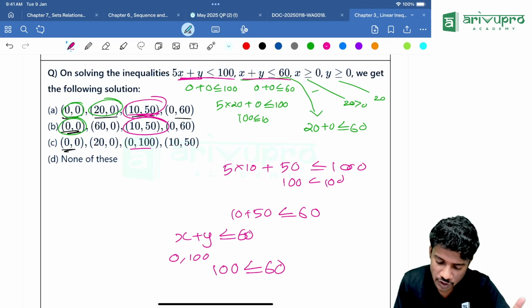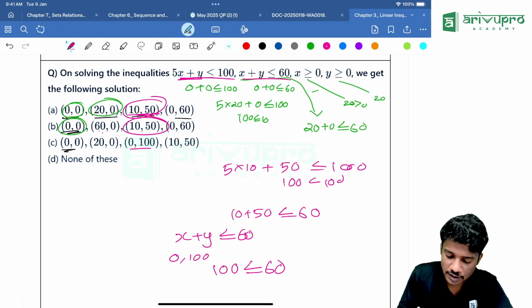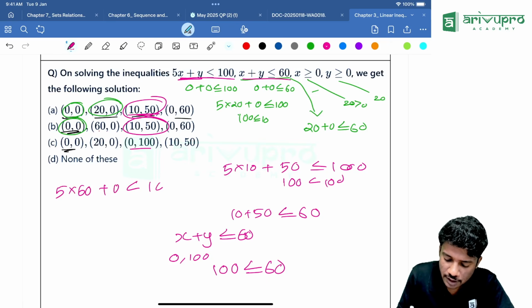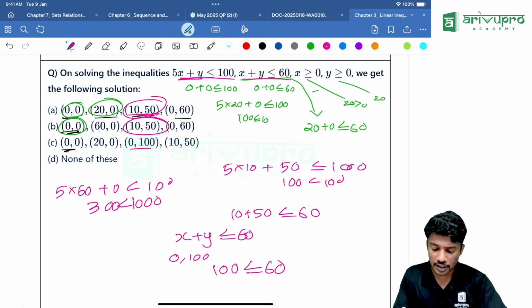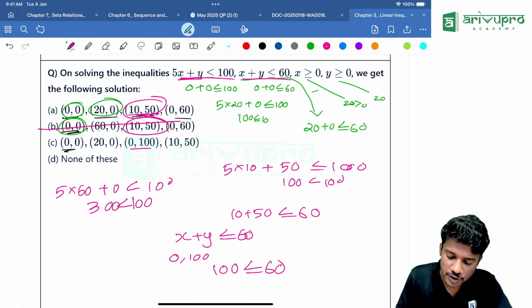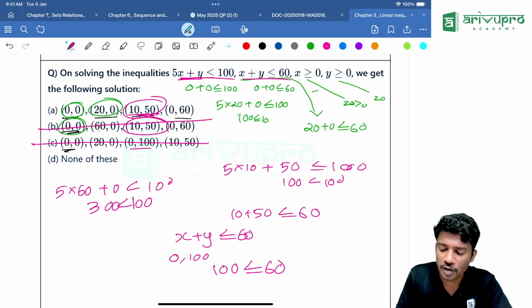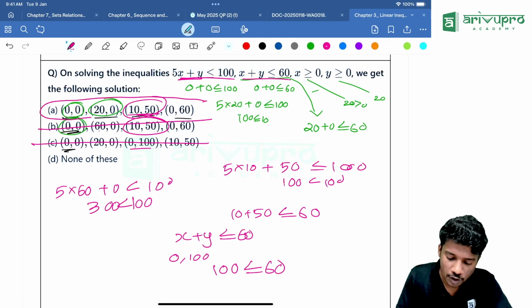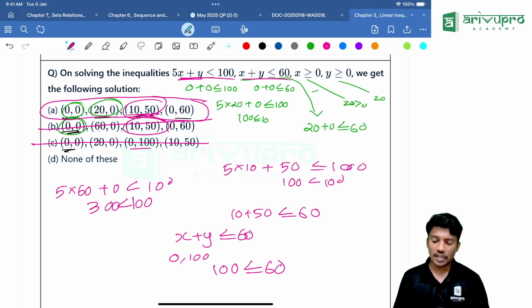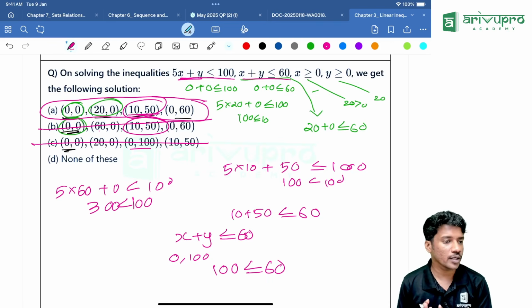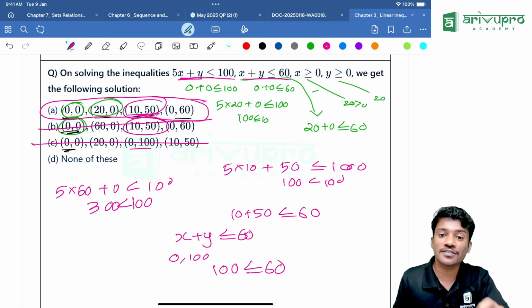Now, is there anything else? 60, 0. We will check 60, 0. That means 5 into 60 plus 0 into y is less than or equal to 100. That means 300 less than 100. Is that correct? No. That means option B is wrong. C is wrong. 0, 60 is valid. That means option A is our right answer. Everyone understood this?